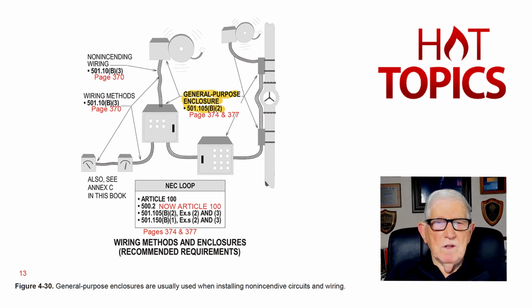And also, if you have Designing Electrical Systems by Stallcup, Volume 1, you can go to the Annex C and just read a lot more information about when you're installing non-incendive circuits. You have a roadmap there. You also have a roadmap for intrinsically safe that you could review. And then notice 500.2 in the NEC loop is now Article 100.